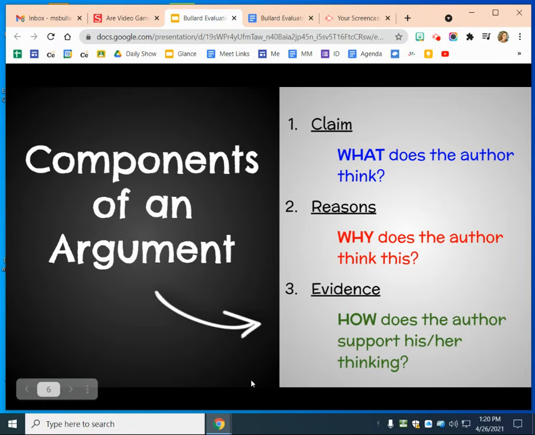All right, so here it is in just one screen. This is what an argument is. It is a claim supported by reasons and evidence. So the claim is what the author thinks. That's the big opinion. The reasons are why the author thinks this. And the evidence is, how does the author support his or her thinking? So make sure you write in claim, reasons, and evidence.